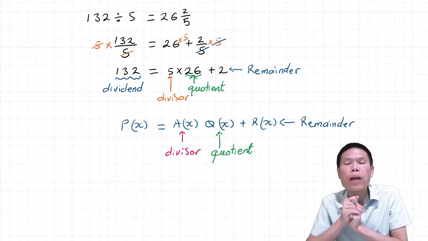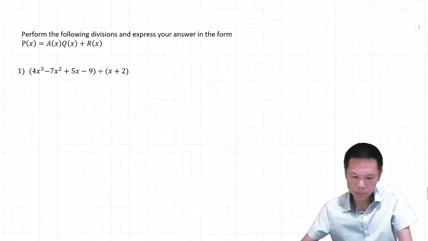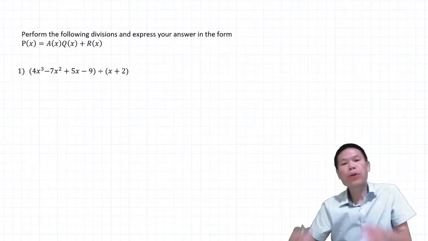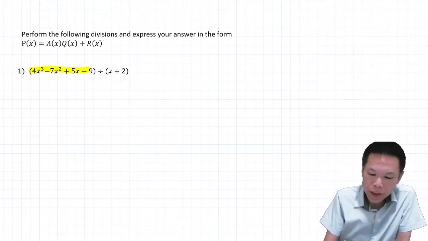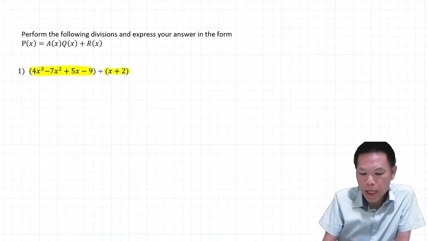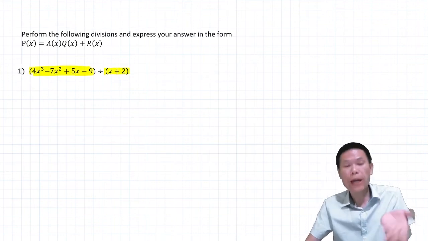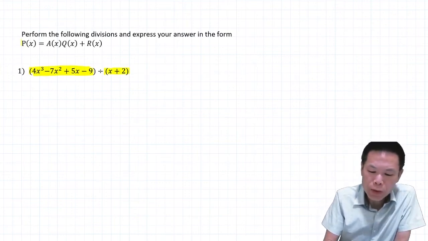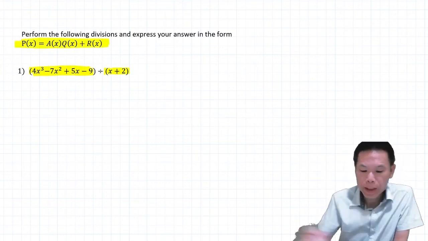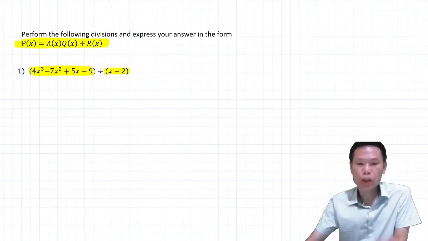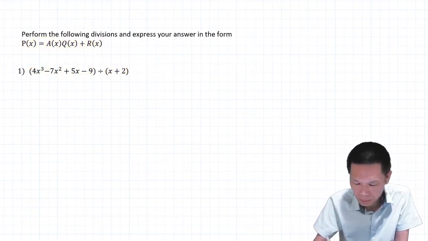So let's go through a couple of examples. Now, the first one. We need to divide this by x plus 2, and then we need to write our answer in this form. So let me write out the question first.